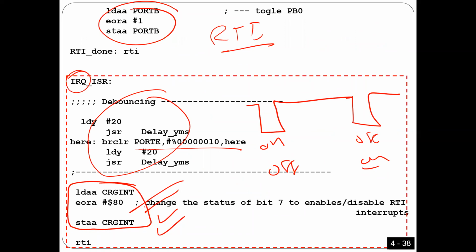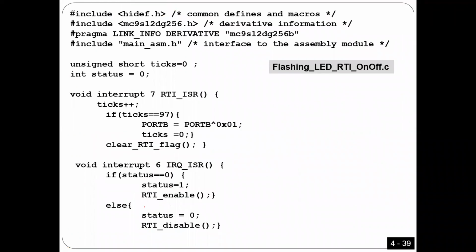Okay, guys. So by this way, flashing is done by RTI. IRQ is going to enable or disable RTI. And if RTI is disabled, no flashing, because flashing is coming from RTI. Okay. Any question? Okay. Now I'm going to teach also the same program in C language.